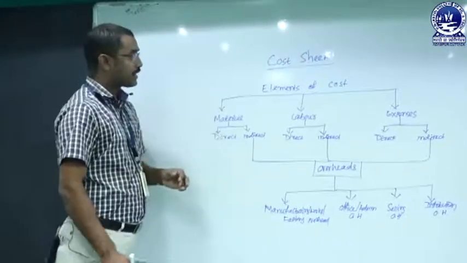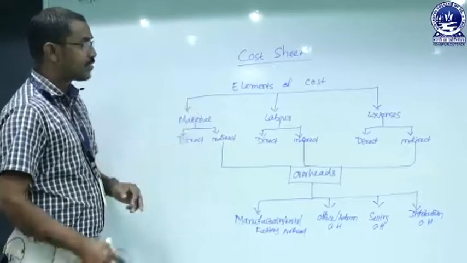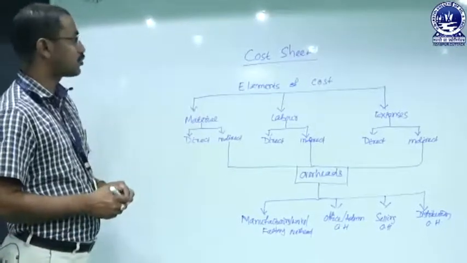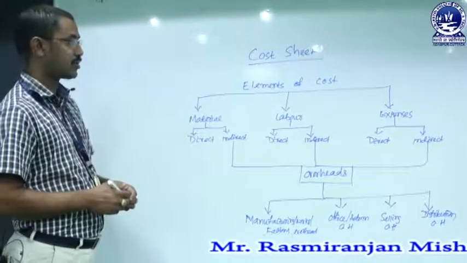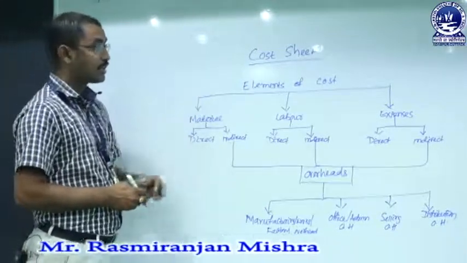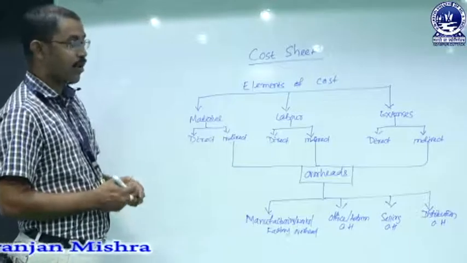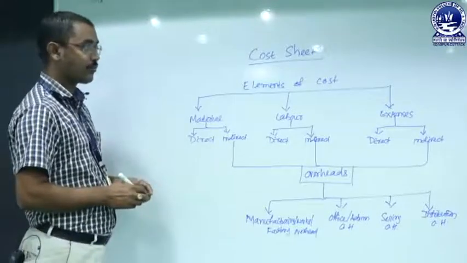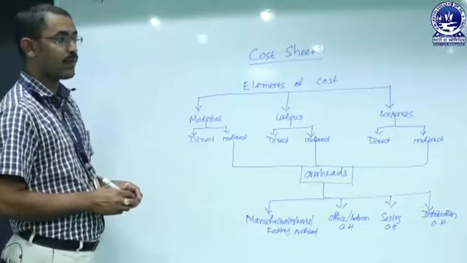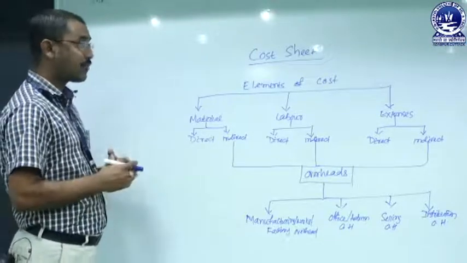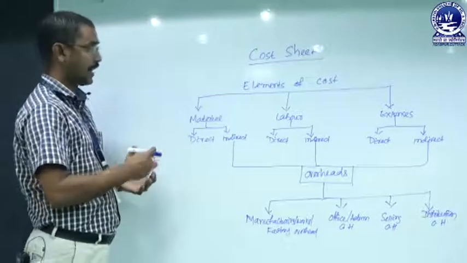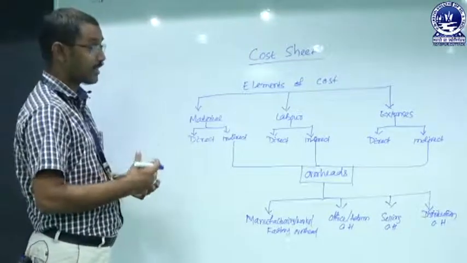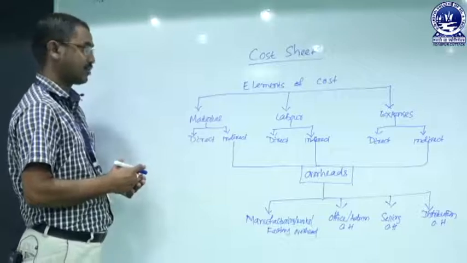Before entering into the detailed summary of a cost sheet, first we must know what we mean by cost and what the elements of cost are. Generally, cost represents the sum total of all expenditure incurred for producing a product or providing a service. The total amount of expenditure incurred for producing a product, the sum of those expenses, is called the cost.